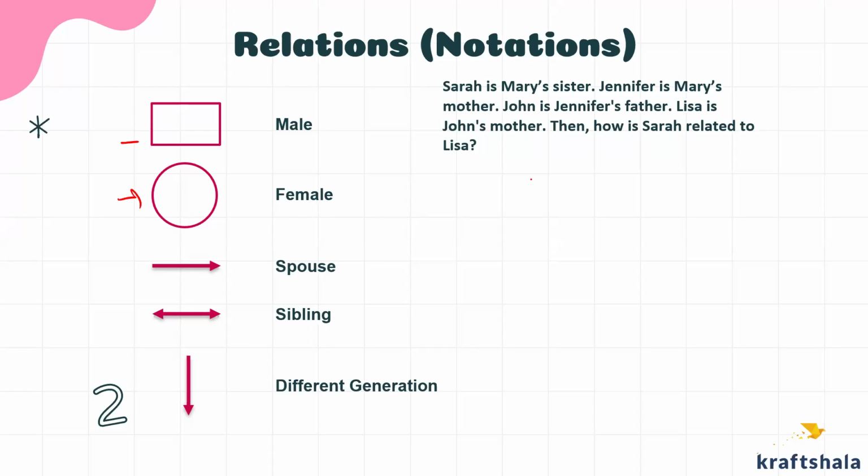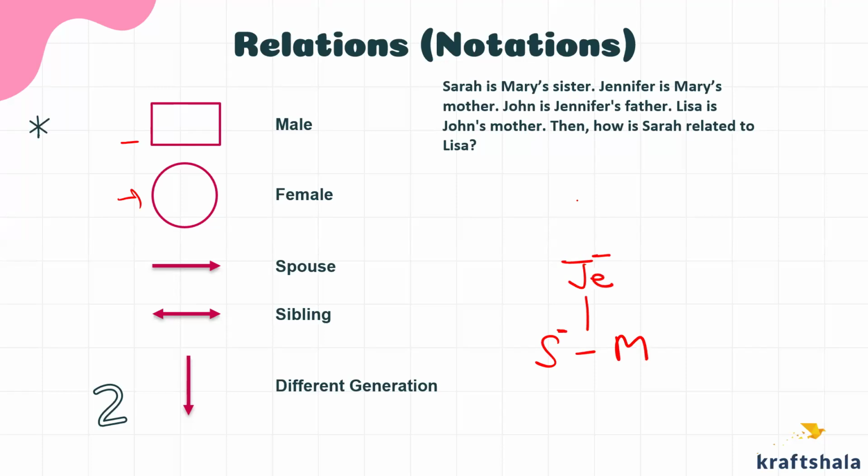Let's start. Sarah is Mary's sister, so the gender of Sarah is known. Jennifer is Mary's mother, so Jennifer will come here. Jennifer's gender is known, so we will use minus. This is a very simple question, but just look at the approach of how I am solving it, because the question can get trickier as well. So the approach will help.